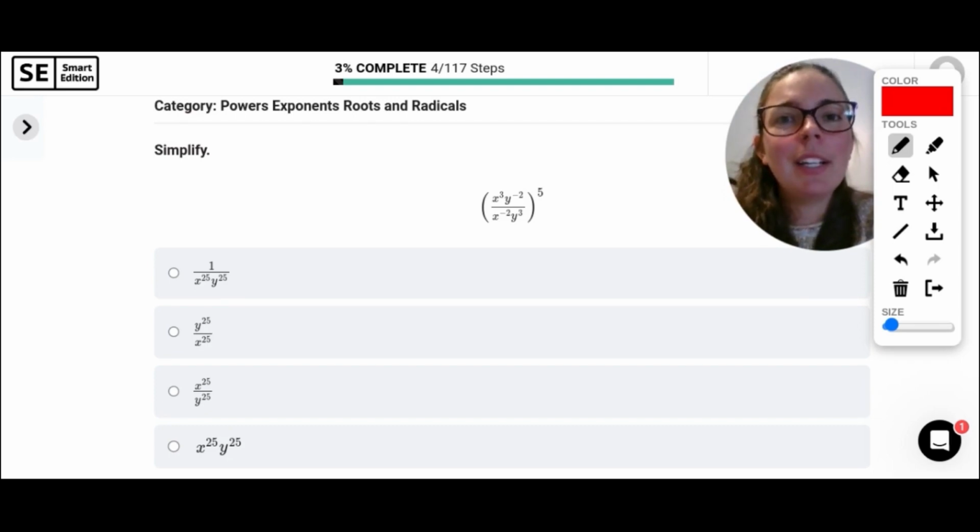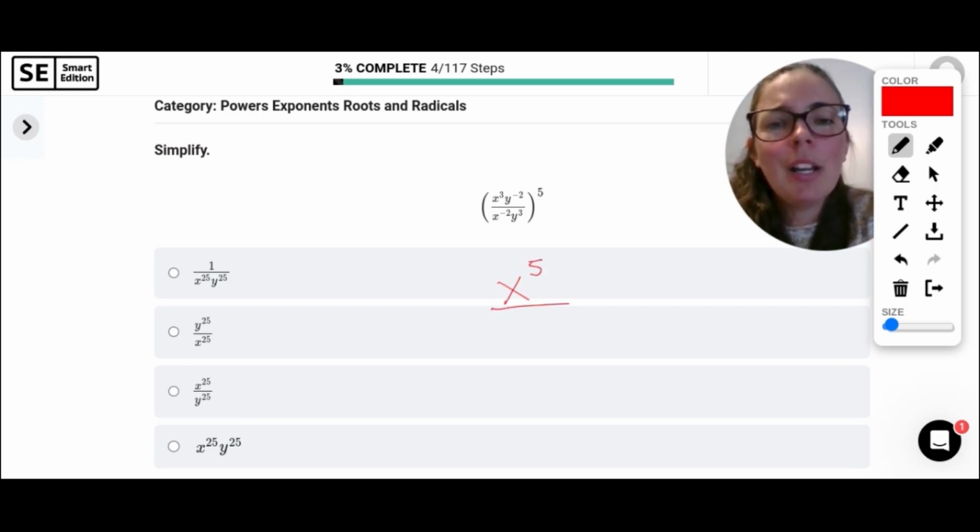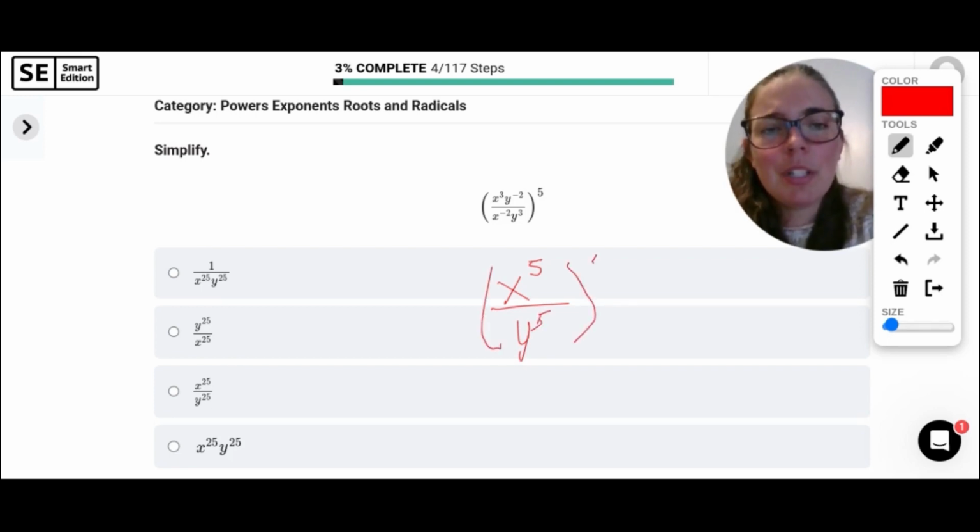When we're dividing exponents with the same base, we subtract them. So 3 minus negative 2 would be a positive 5. And then y to the negative second divided by y to the third would be y to the negative 5th, which we can rewrite as 1 over y to the 5th. So I can actually simplify all that inside of the parentheses here.